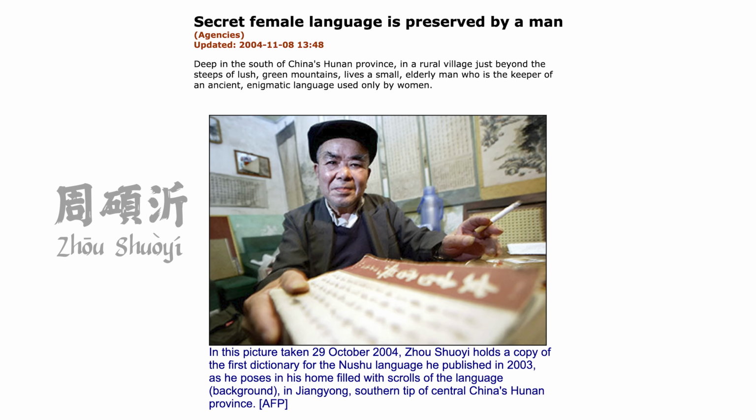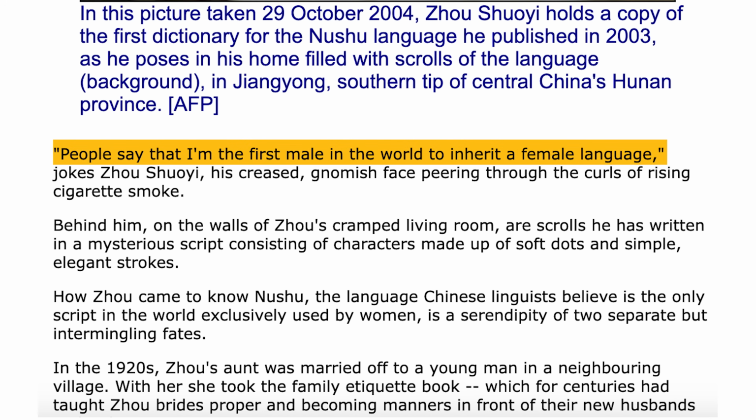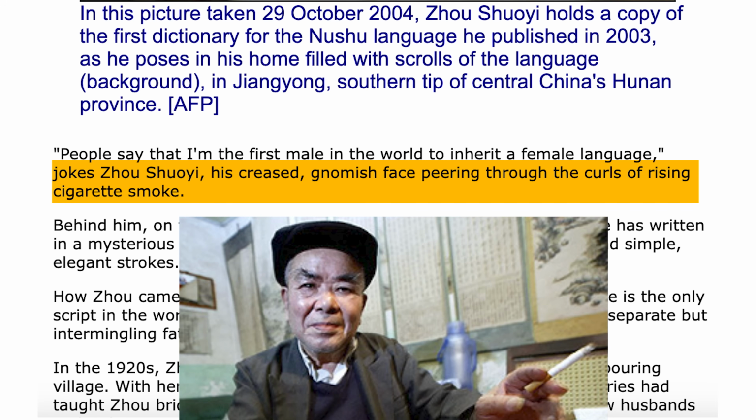The ironic thing is, much of the preservation of Nushu is because of this man, Zhou Shuoyi. The English language government-run publication China Daily did an interview with him, quoting him saying, "People say that I'm the first male in the world to inherit a female language." Then they go on to describe him as having a gnomish face peering through cigarette smoke. I guess he doesn't speak English anyway, so he'd never know how they described him in the article.